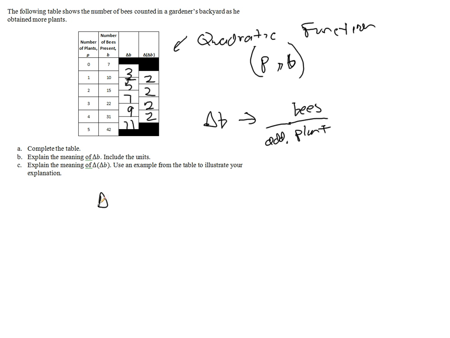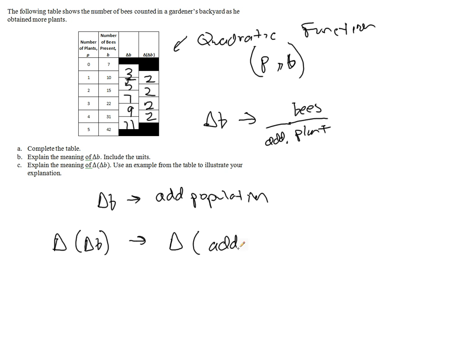So what does the change in B tell us? Well, the change in B tells us the additional population, let's put it that way. So additional population, and really that's just a simplified way of saying the bees per additional plant. If you look at the change in B, that is the change in the additional population. So the additional population is 3, and then 5, and then 7, and then 9, and then 11.